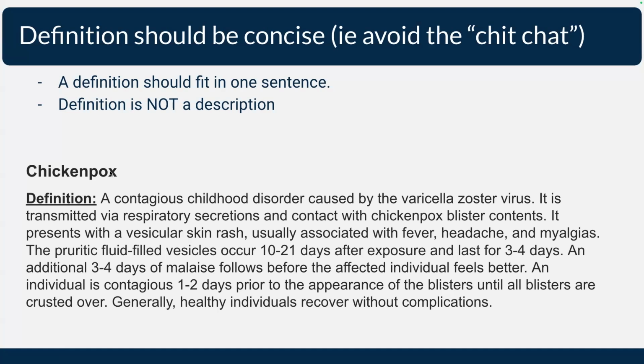This is a definition for chickenpox: a contagious childhood disorder caused by the varicella zoster virus. It is transmitted by, and so on. It presents with a vesicular rash, and so on. What is wrong with this definition? There's a lot of blah, blah. This entire part here is really a description. We don't need it. It has a lot of information that, sure, it's cool, but it is not helping with the definition.